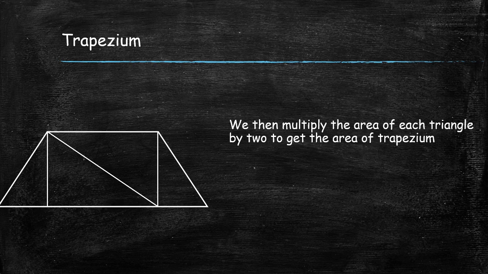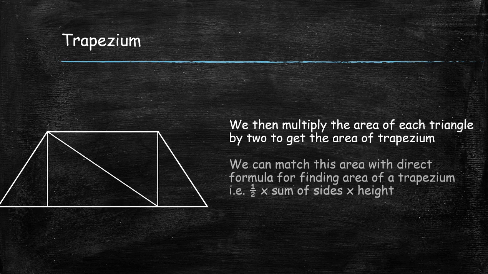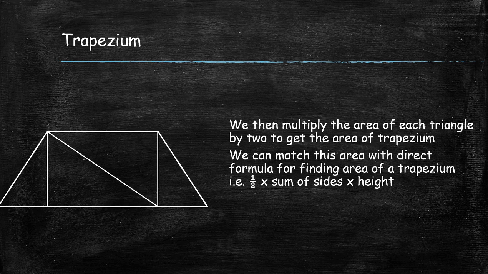So we calculate the area of one smaller triangle multiplied by 2. We find the area of one larger triangle multiplied by 2 and add this area to get the area of the trapezium. You can match this with the direct formula to find the area of trapezium, half sum of parallel sides into height.